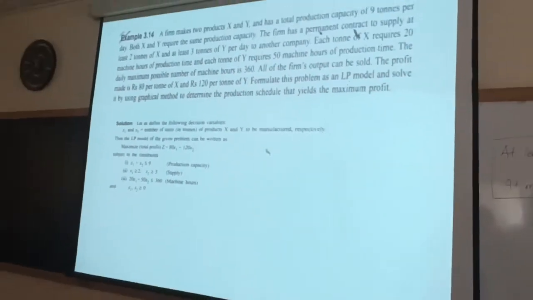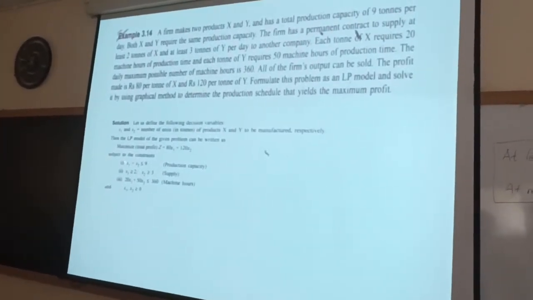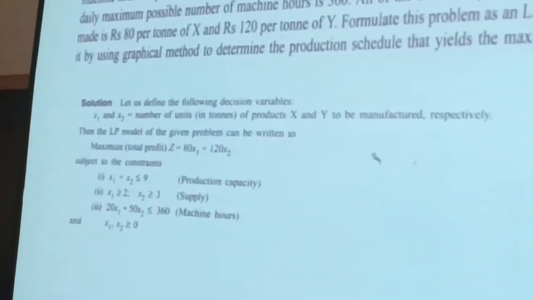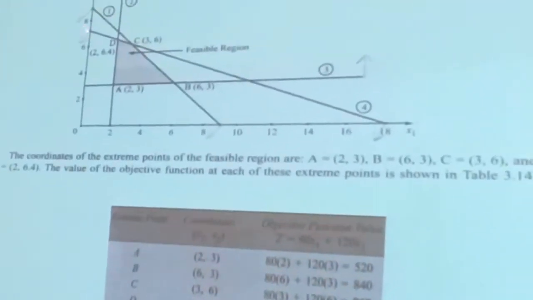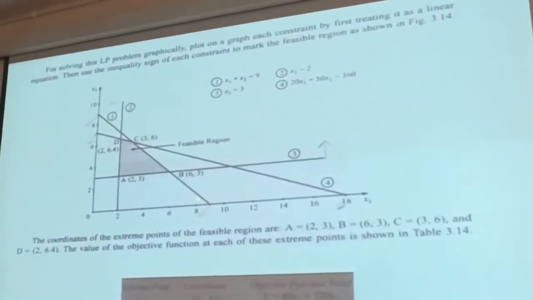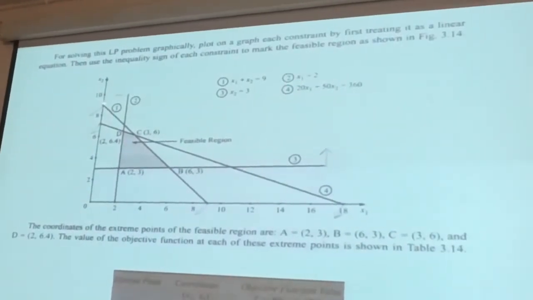What we require is to find x1 and x2 values. Let's say what do we do for this? x1 plus x2 is equal to 9 means what? x1 equal to 9, x2 equal to 9. Okay, so therefore here is 9, x1 equal to 9 and x2 equal to 9. This is the line for the first line.